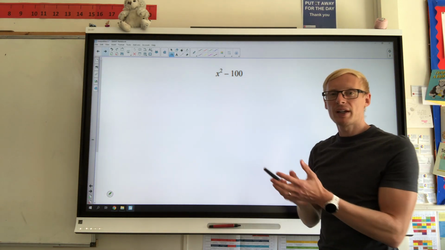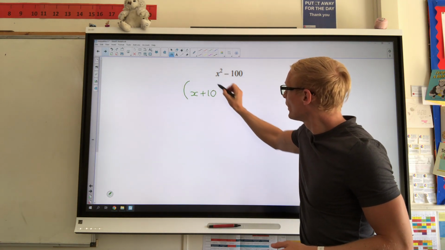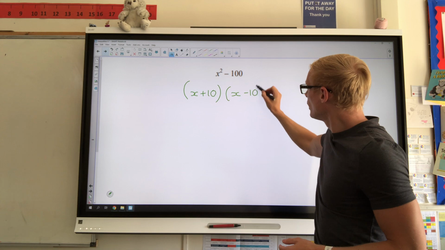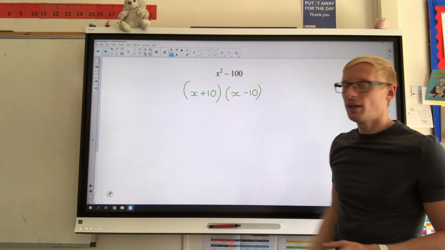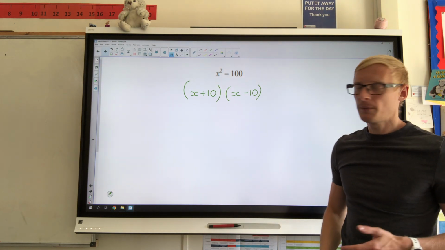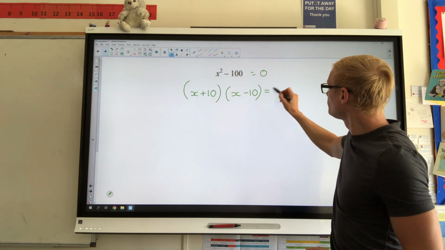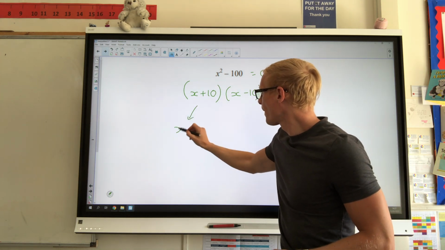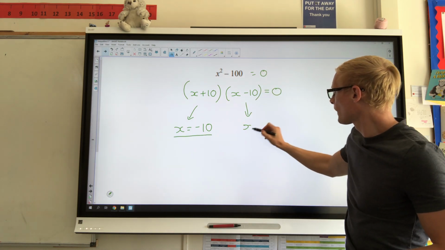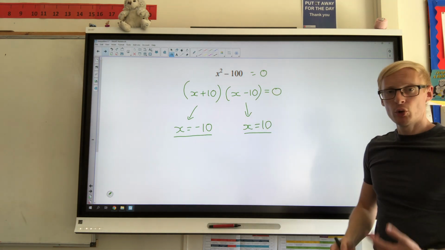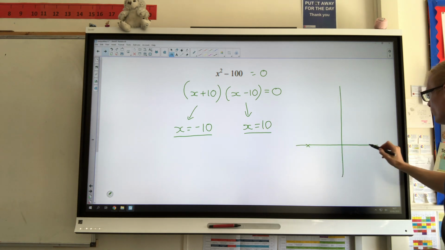So when you see this and recognise it, you're looking to say x plus 10, x minus 10. So you've square rooted the x squared to give you x, you've square rooted the 100 to give you 10, 1 plus 1 minus, okay? Now from there, that's factorised. You're then looking to solve. Those are my solutions. And then finally, you're looking at a sketch.